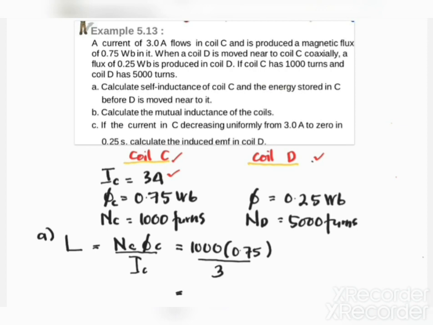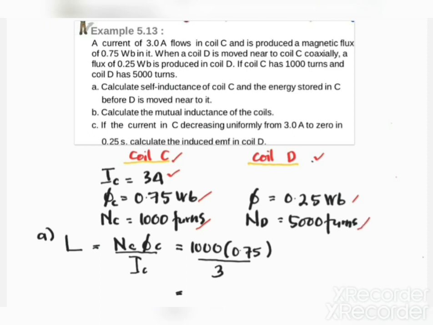EMF in coil D. First, let us list all the information given based on coil C and coil D. From the statement, we know that the current flowing through coil C is 3 ampere and the flux in coil C is 0.75 Weber, where the number of turns of C is 1000 turns. Meanwhile, for coil D, we know that the flux through coil D is 0.25 Weber with the number of turns being 5000 turns.